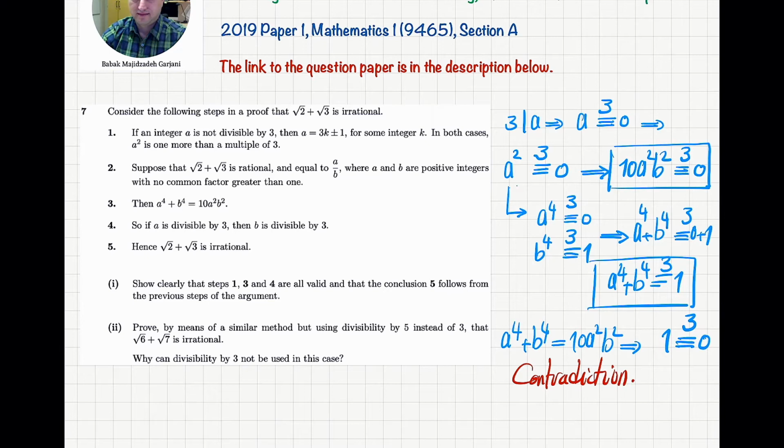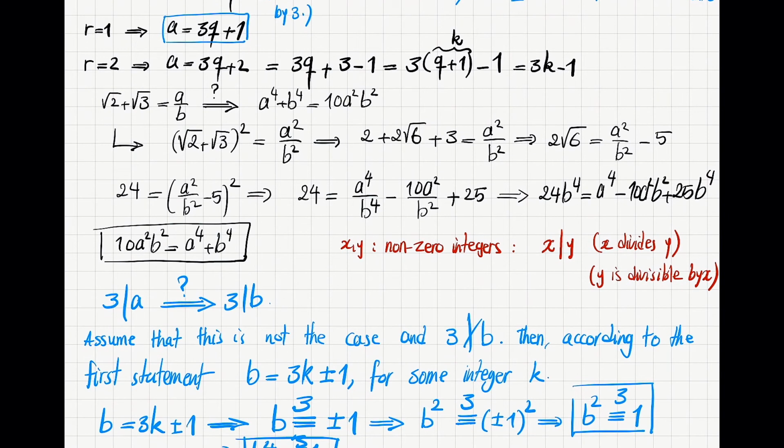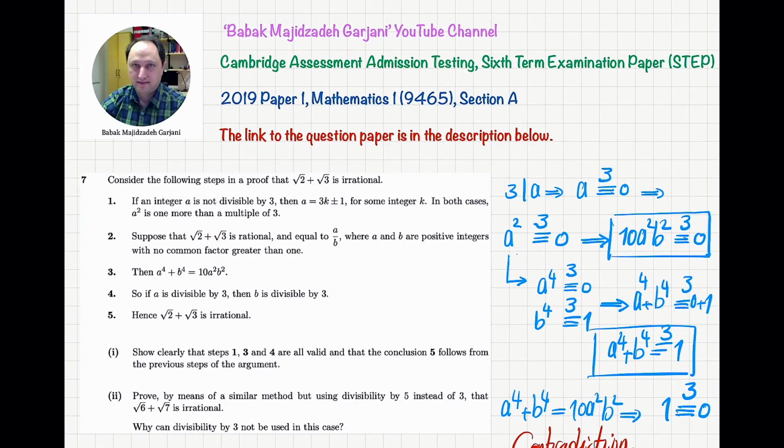Okay, so this means that this contradiction comes from the fact that I assumed that 3 doesn't divide B. So if 3 doesn't divide B, I come to a contradiction, so it means that 3 has to divide B. It means that B is divisible by 3. Okay?